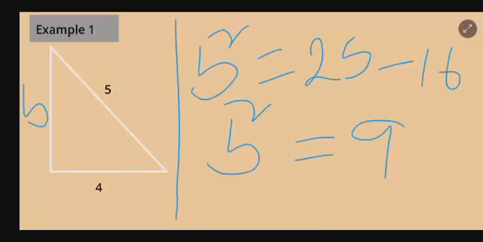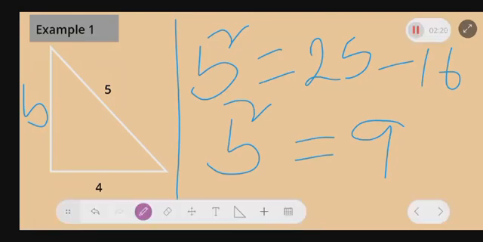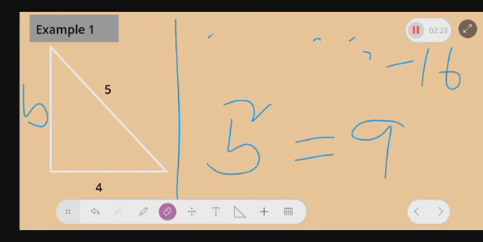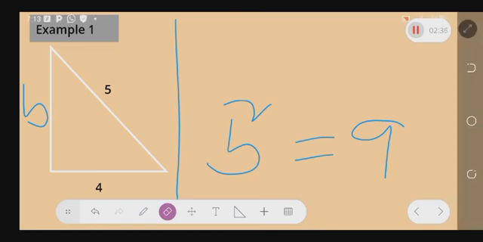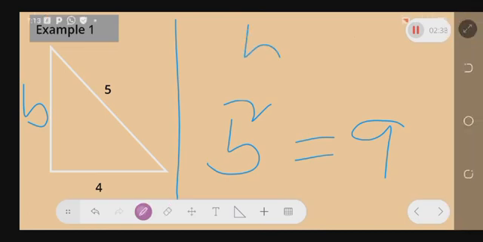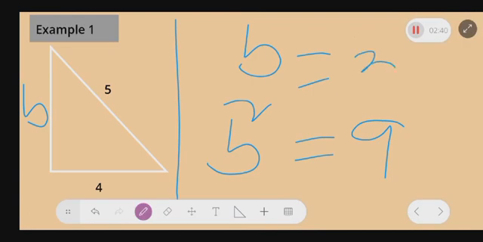Then we take the square root of both sides. If we take the square root of both sides, we have that B will be equal to 3, because the square root of 9 is 3. From there we go to the next example.